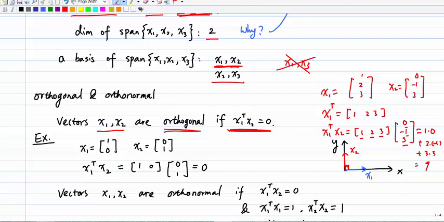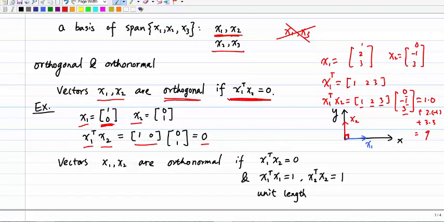For example, if x1 is (1, 0) and x2 is (0, 1), then x1 transpose times x2: you change the column x1 into a row, (1, 0), and x2 remains the column (0, 1). So you do 1 times 0 plus 0 times 1, and you get 0. So they are orthogonal. It's sort of like this.